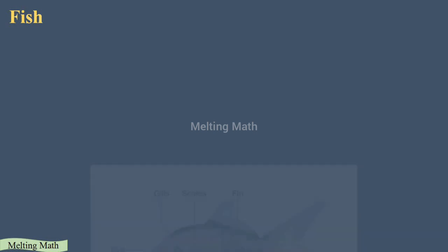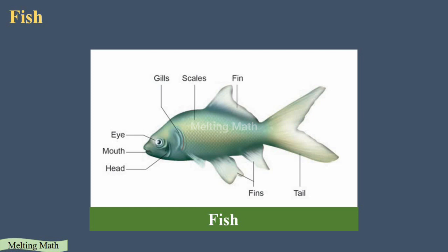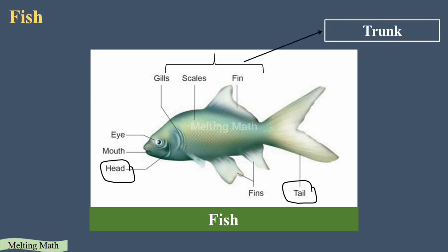Here you can see the head, trunk and tail. The trunk is nothing but the area between the head and the tail. So this trunk, head and tail merge to form a streamlined shape. In your book they mention the streamlined shape. Streamlined shape is nothing but the correct shape for swimming.